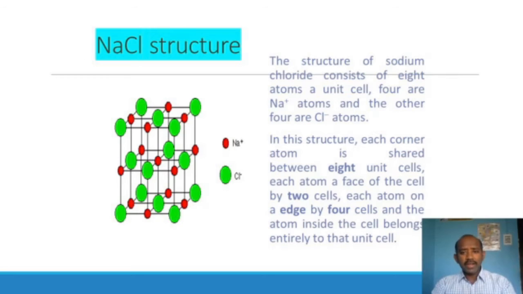Here, we have to find out the total number of atoms contributing to that unit cell. Each corner atom or chlorine atom is shared between the 8 unit cells. Each atom on the face of the cell is shared by the 2 unit cells. Then each atom on the edge is shared by the 4 cells. And there is one more atom at the center of the unit cell, which completely contributes to this unit cell itself.